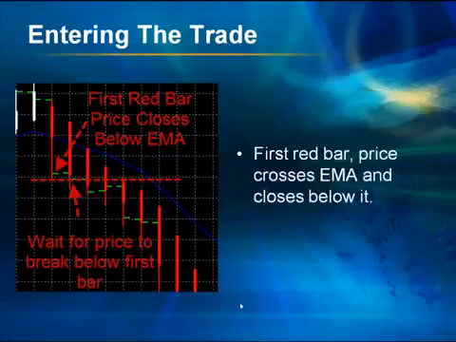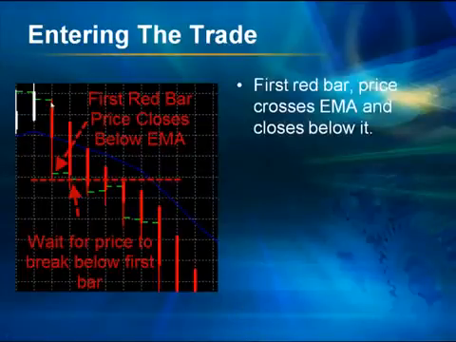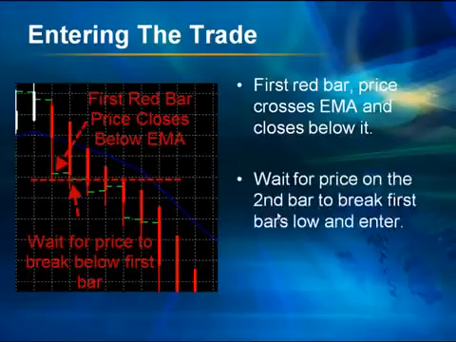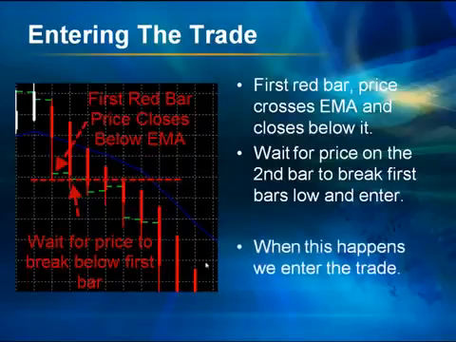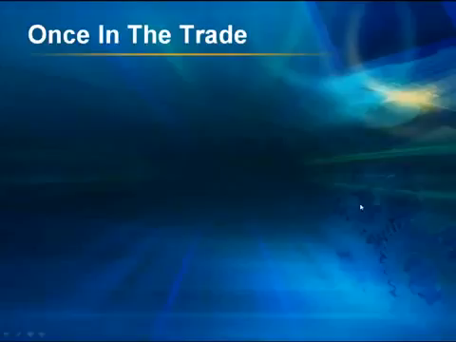Once again, when we're looking for the entry point, we look to see that the first bar has crossed below the EMA 14 and the price has closed below it, and that has happened in this case. And then once that has happened, we need to look at the second bar, and once the price of the second bar falls below the low point of that first bar, that's our entry point. So in this case, that red line drawn right there would be the entry point. So we enter the trade, and once we're in the trade, we need to manage it properly.